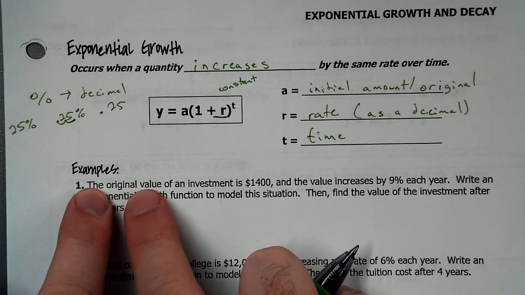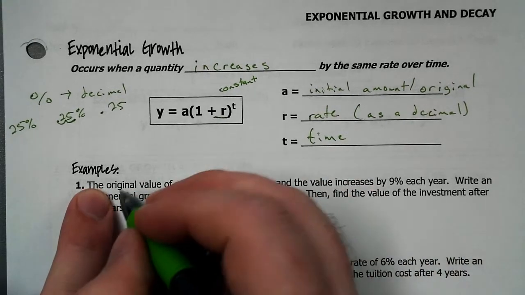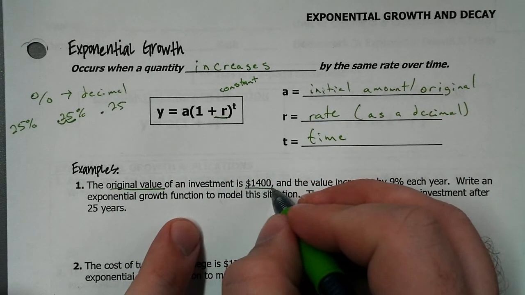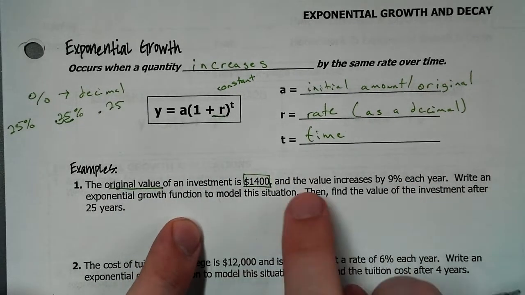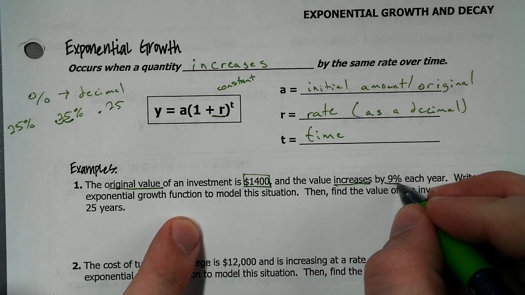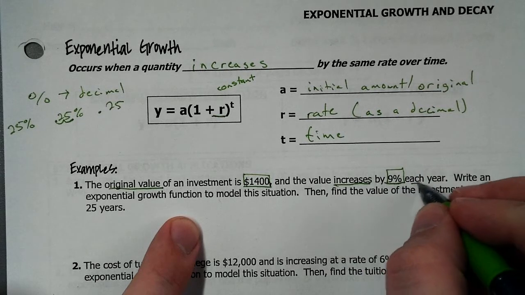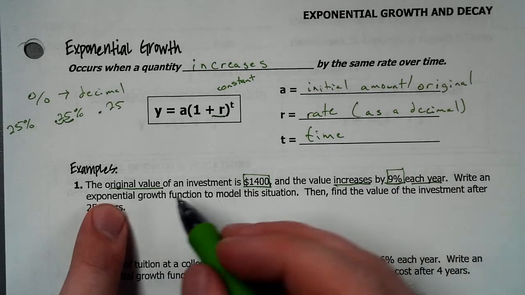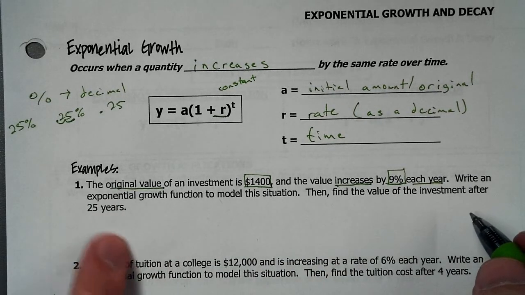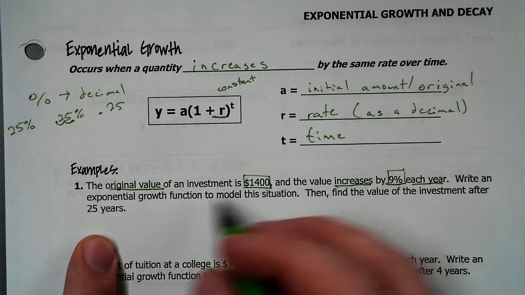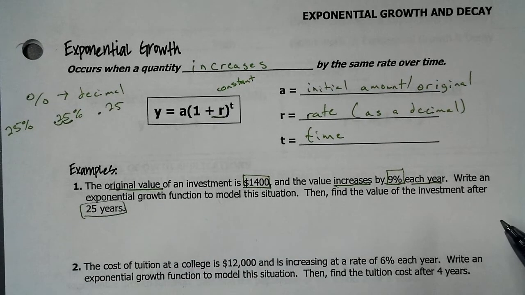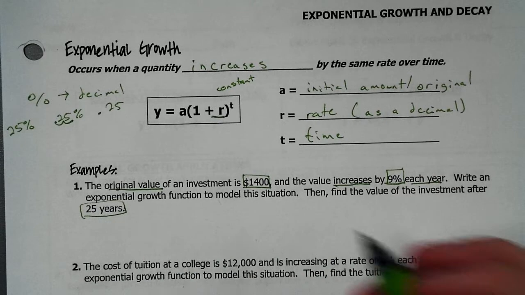So, number 1 says the original value of an investment is $1,400. The value increases by 9% each year. Write an exponential growth function to model this situation. Then find the value of the investment after 25 years. So we want the function, and then we want the investment.